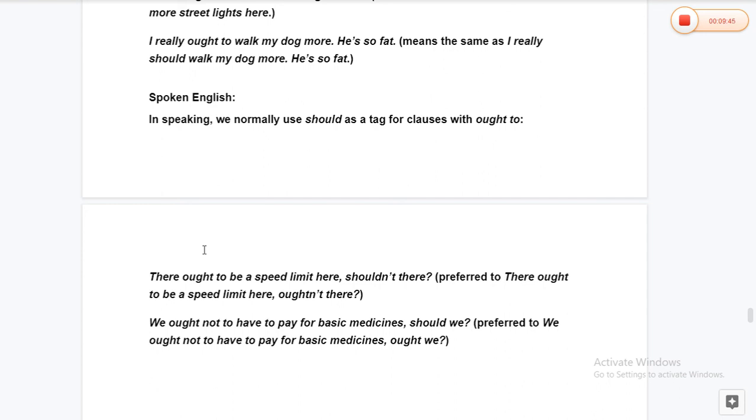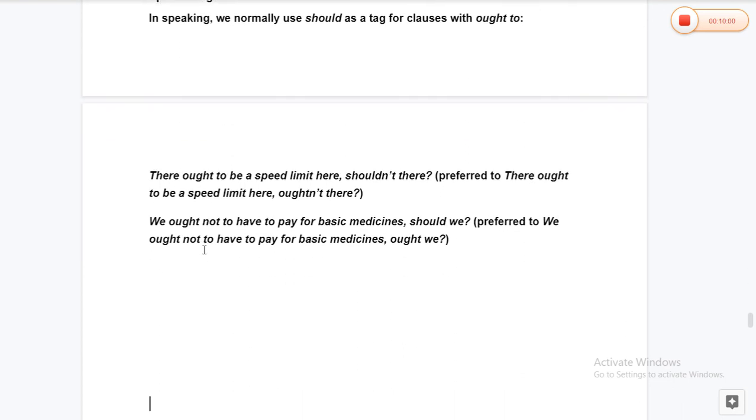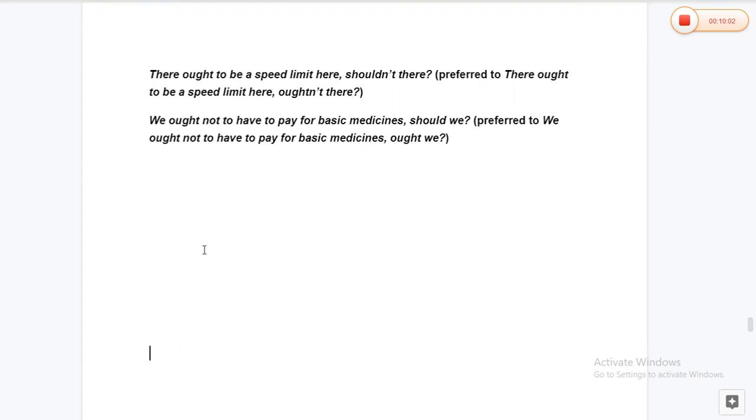We ought not to have to pay for basic medicines. Should we? We ought not to have to pay for basic medicines, ought we? Okay, thank you very much. This is all about ought to.